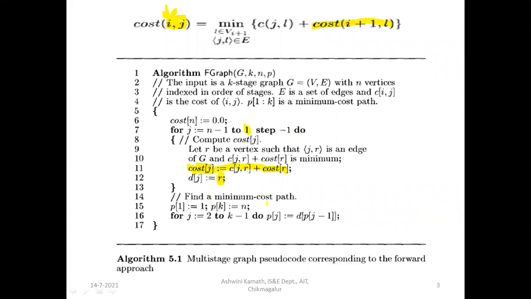Then find the minimum cost path. To find the minimum cost path, we know that P of 1 is equal to 1 and P of k is equal to n. We know that because first stage is having only one vertex, that is first vertex, and last stage, kth stage, will be having only one vertex, that is nth vertex, right? So P of 1 is equal to 1, P of k is equal to n. Store it as it is. In between, that is from 2 to k minus 1, we have to store the values P of 2 to P of k minus 1.